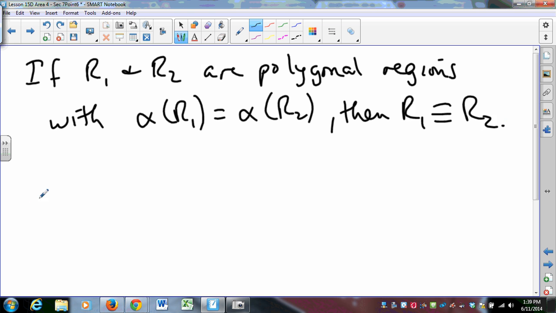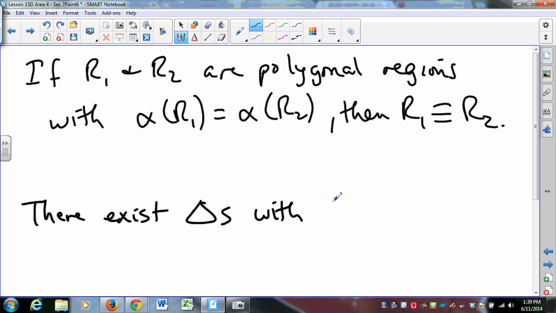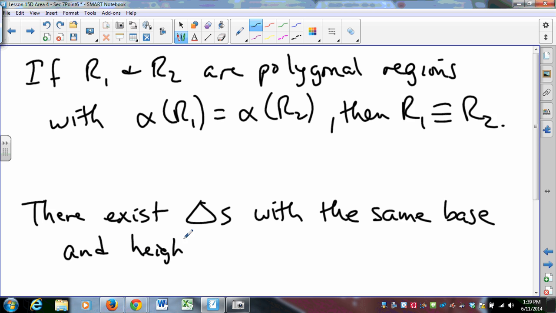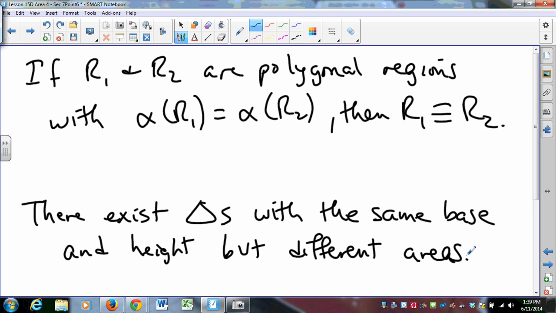In fact, as Venema points out at the end of his section, there exist triangles with the same base and height in length, but different areas. So there is no formula like, okay, we'll just do 1/2 base times height, because you can have the same base and the same height lengthwise, but different areas in hyperbolic geometry.